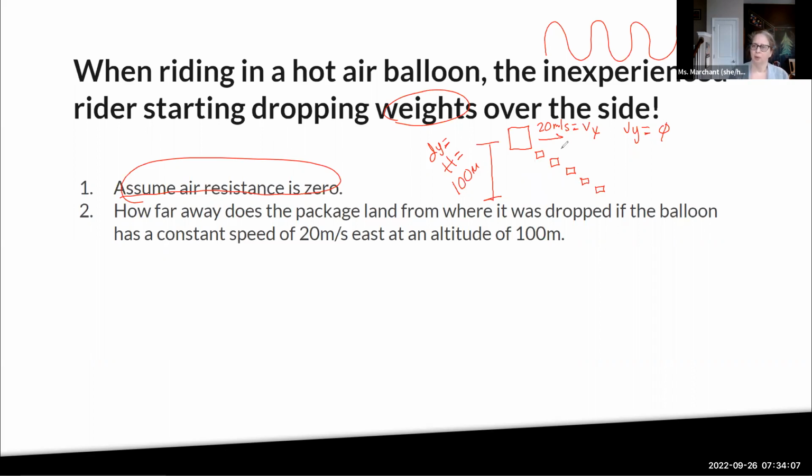What do we know? What did we talk about when air resistance is constant? That it does not change.